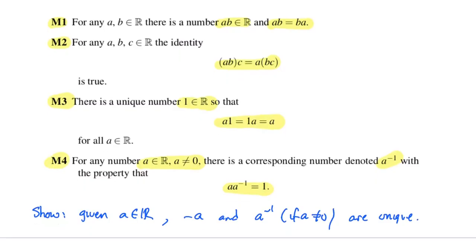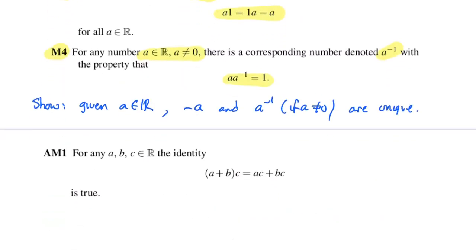And then the ninth and final field axiom, the author calls it AM1 because it's about addition and multiplication. Well, it relates them. It's the distributive law. So for any three real numbers, the sum of A and B times C can be written as the sum of A times C and B times C. So that relates the addition and multiplication operations.